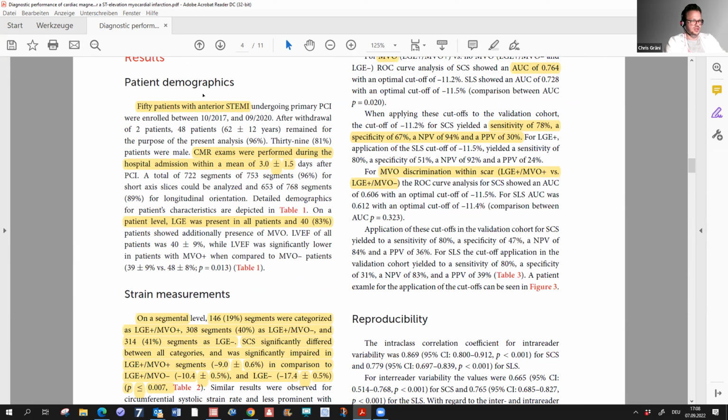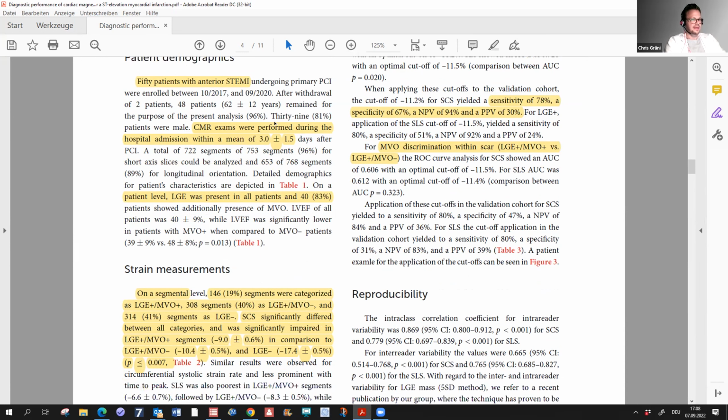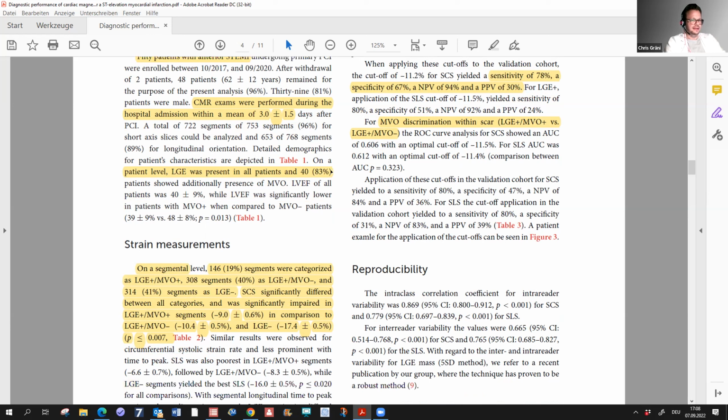As I said, 50 patients with anterior STEMI, purely anterior STEMI. That is just because this was one of the inclusion criteria for this CARE Army trial. 50 were included, and 2 were then excluded because they withdrew after the inclusion. At the end, we had 48 patients, and you see most of them had really significant infarctions, because we have LG present in 83% of the patients.